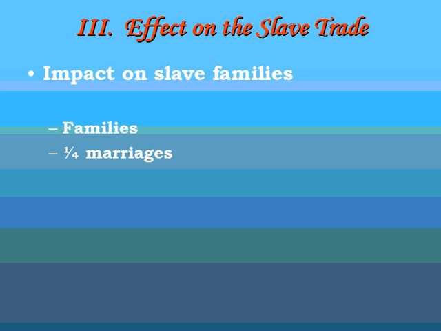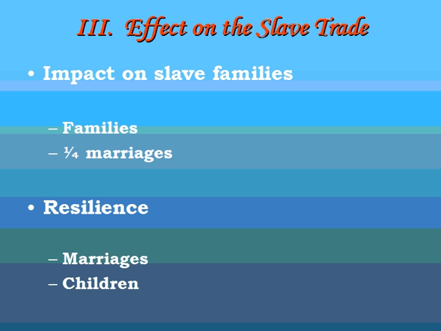The effect on slave families is devastating. About a quarter of all slave marriages were broken up, and families were broken up because of this internal slave trade. But despite all these obstacles, slaves in the Deep South will get married again, and they will also kind of adopt children as their own to maintain family structures on cotton plantations.